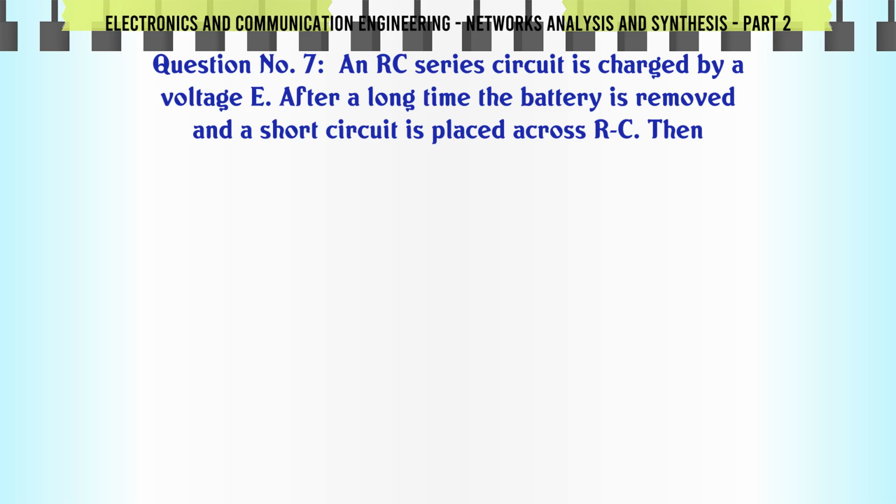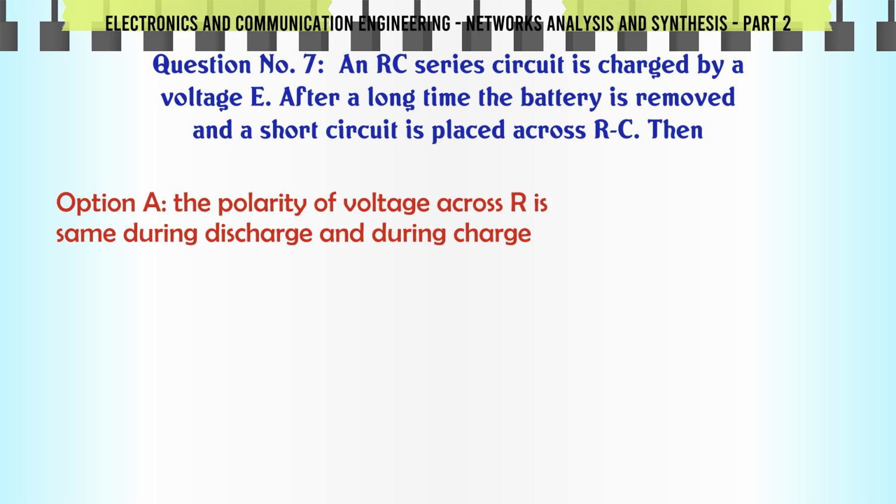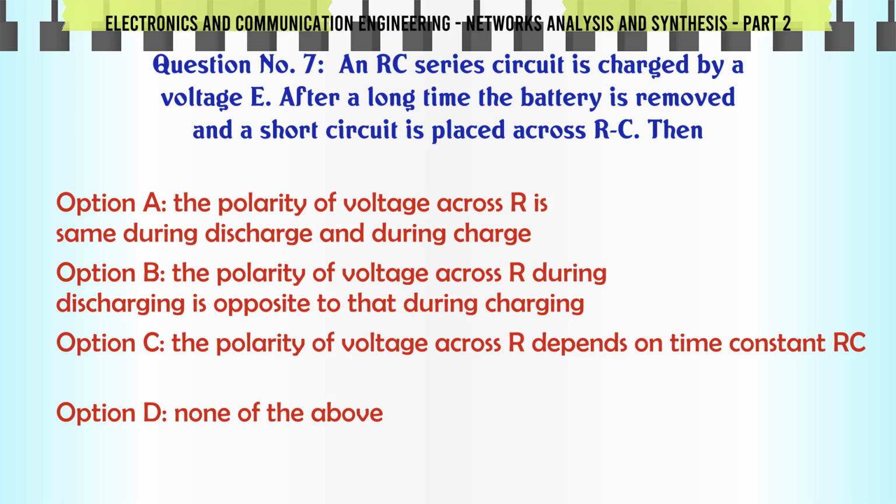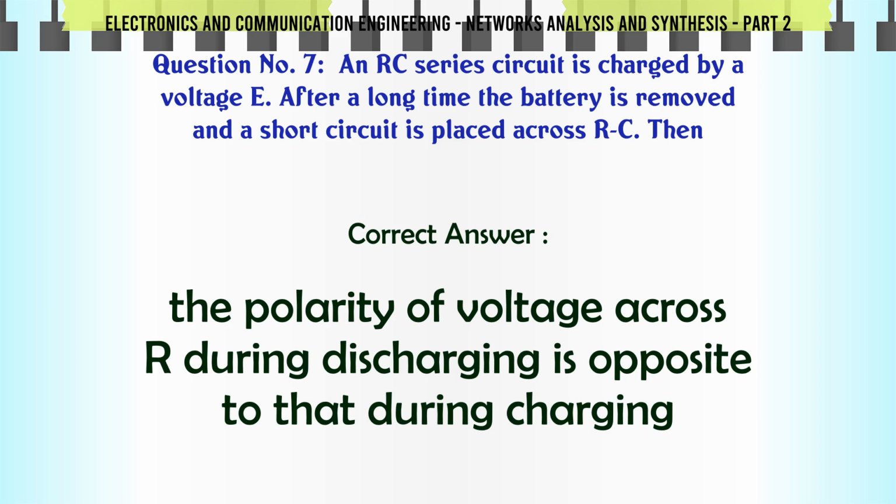An RC series circuit is charged by a voltage E. After a long time the battery is removed and a short circuit is placed across RC. Then A. the polarity of voltage across R is the same during discharge and during charge. B. The polarity of voltage across R during discharging is opposite to that during charging. C. The polarity of voltage across R depends on time constant RC. D. None of the above. The correct answer is B: the polarity of voltage across R during discharging is opposite to that during charging.